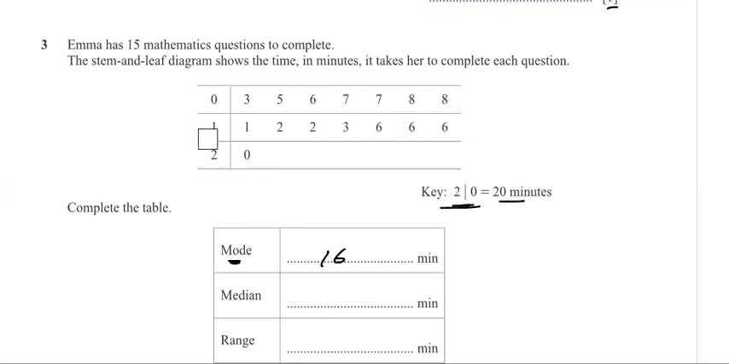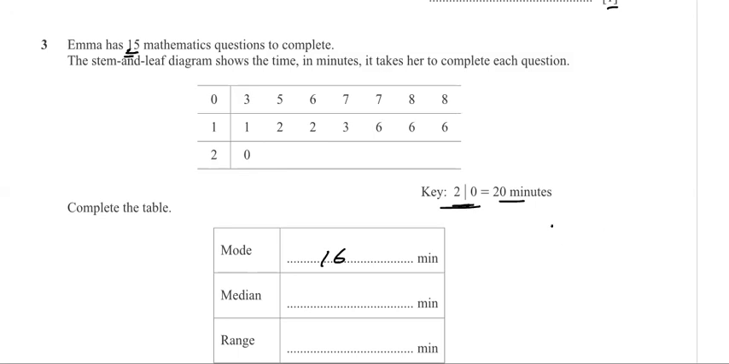Okay, now writing the median. It's a similar question we did in the previous paper as well. How do we find the median? If the number of values is even, the method is different. If the number of values is odd, the method is different. In this case, the total number of values is 15, which is an odd number. So in that case, how do we find the median?